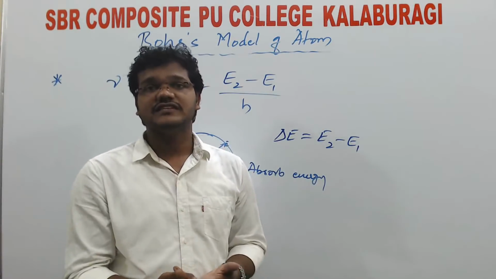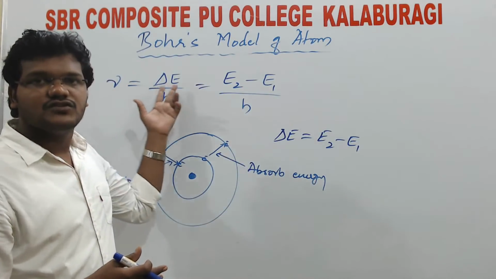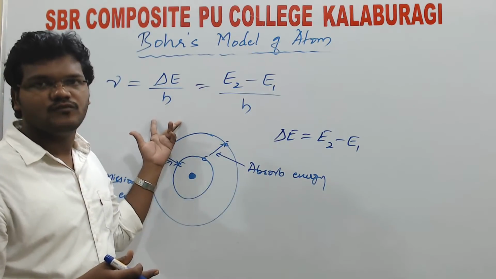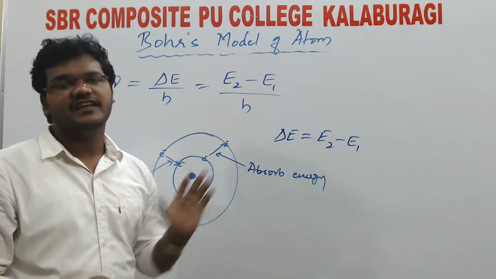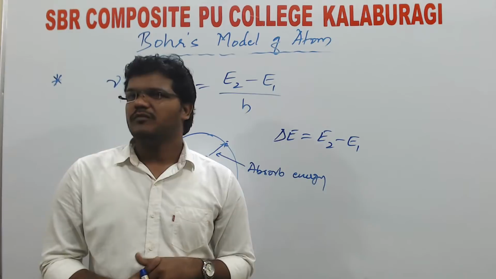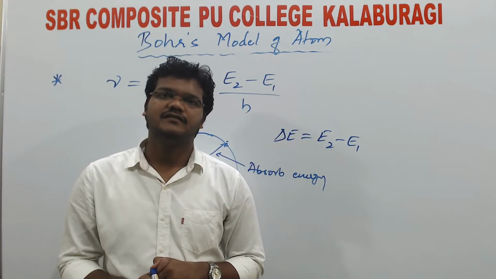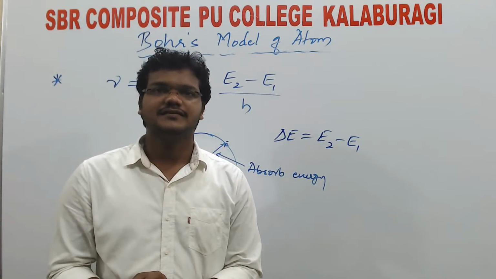So the frequency associated with that electron is expressed in this manner. Frequency is equal to delta E by h. That is nothing but E2 minus E1 by what? h. Clear? So that is the fourth postulate of what? Bohr's atomic model.